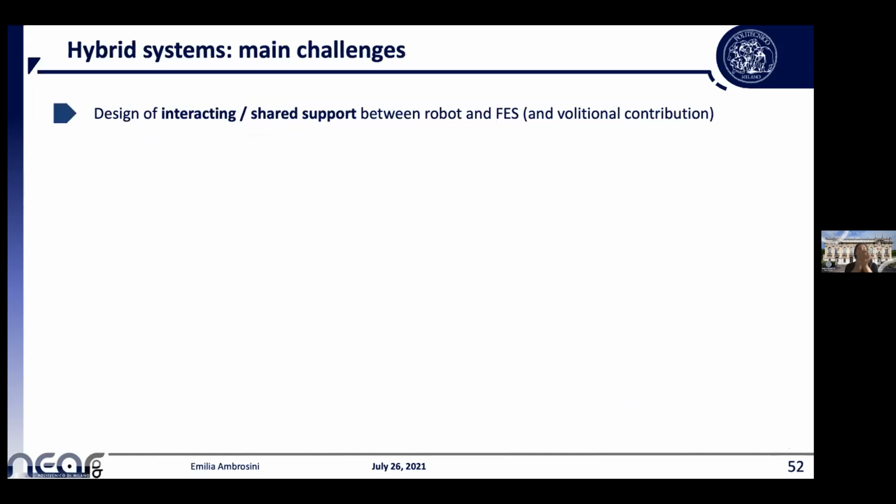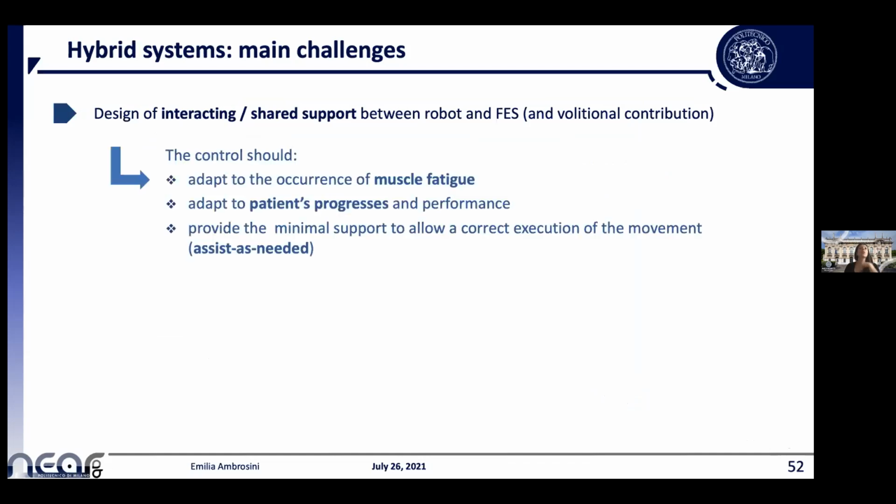So just to conclude, I want to highlight which are the main challenges for hybrid systems, in my opinion. What we need to work on mainly is to design interaction and shared support between robots and FES, and eventually also with volitional contribution of the patients. The control should adapt to muscle fatigue, should adapt to patient progress and performance, and should provide the minimal support in order to allow a correct execution. So it should implement the so-called assist-as-needed control system.